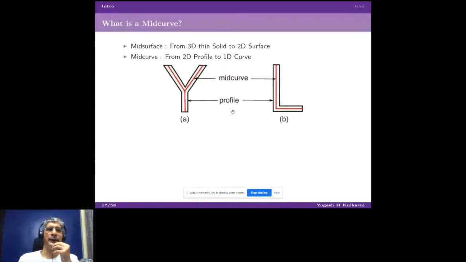So how does it look? Given a black Y shape like this, can you compute the middle red curve? The middle one is called the mid-curve now, and the original shape is the profile. Is the problem simple and understood? So for a black L shape, we should be able to compute the mid-curve. Even this problem is a little difficult. Imagine how you would write an algorithm for this.